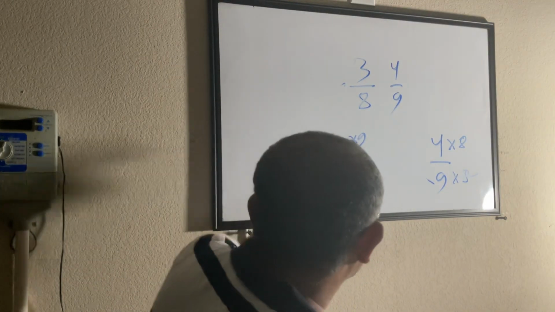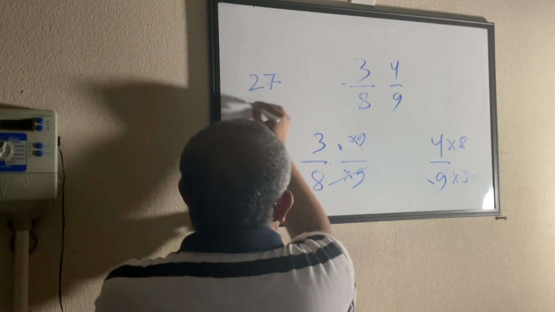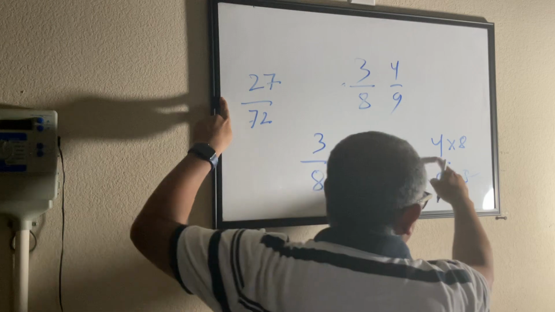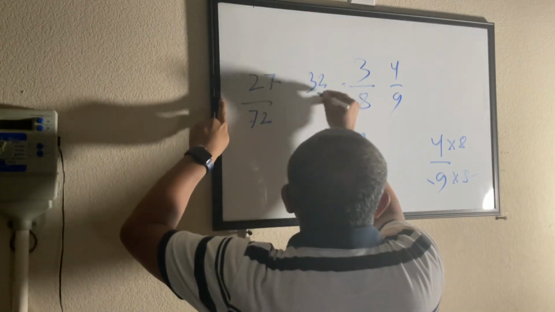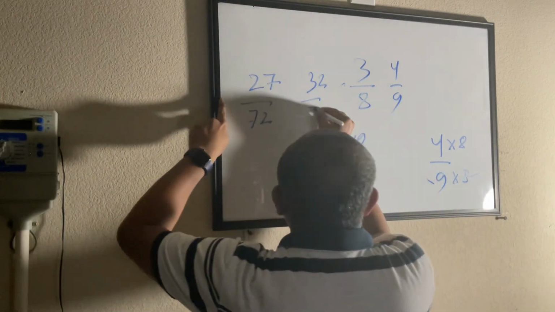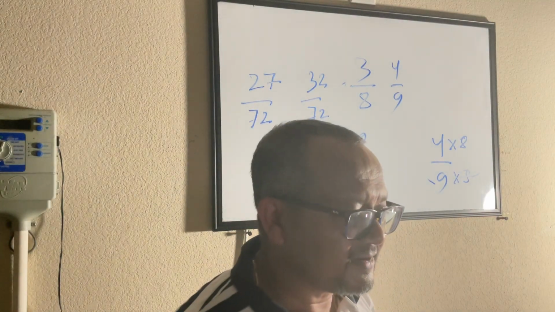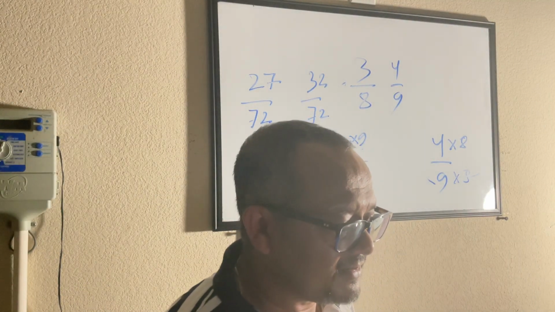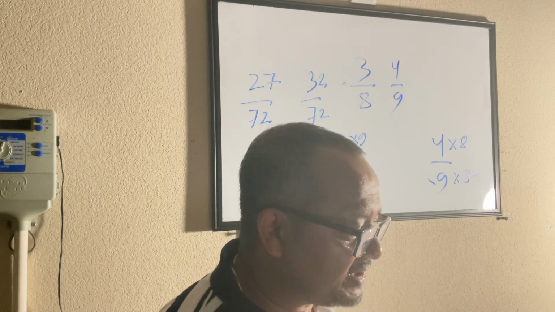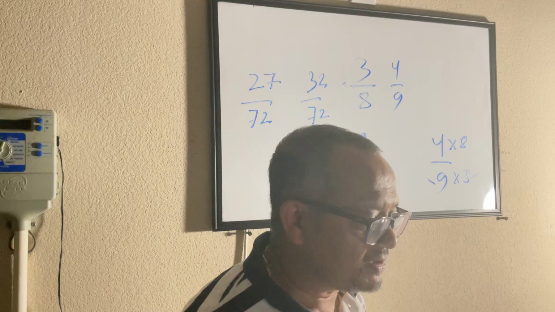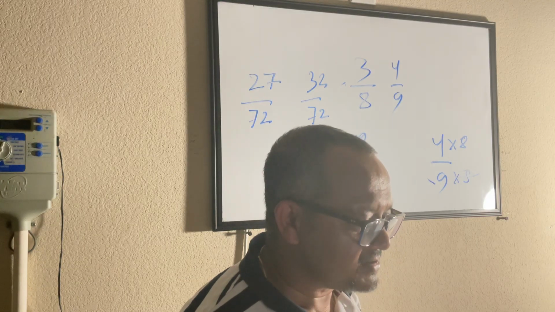This became 3 into 9, 27, over 8 times 9, 72. This became 4 times 8, 32. And this became 9 times 8, 72. See, which one is bigger? Can you guys see it? The second one. Is it making sense to everybody? Yes. Yes, sir.